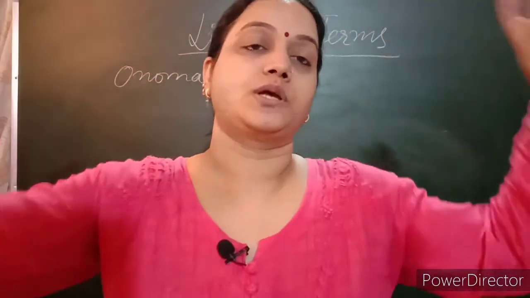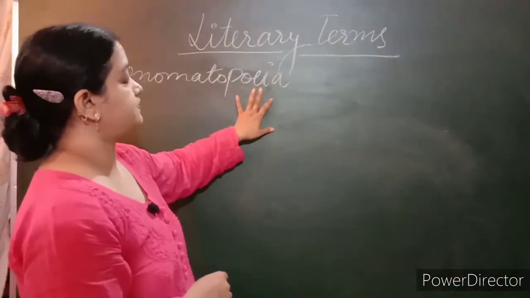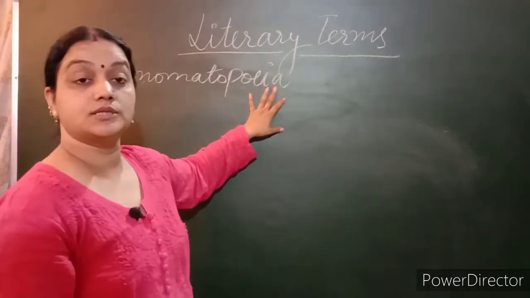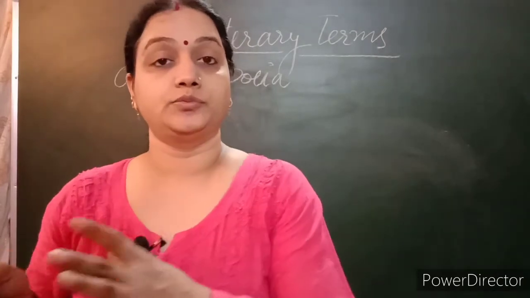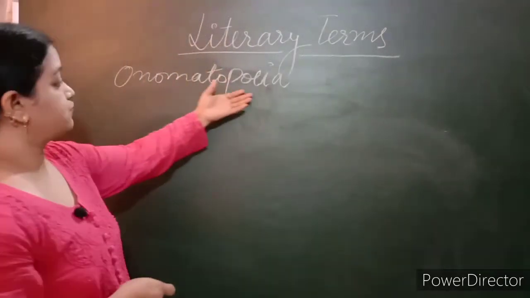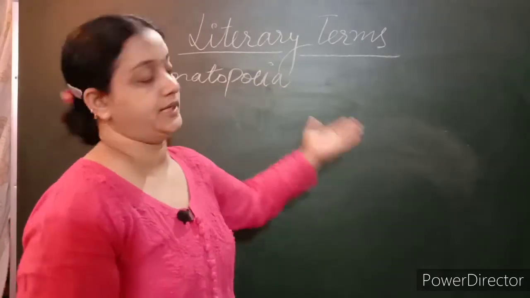All types of sounds of the word are found in this figure of speech. If any type of sound is found in any line of the poetry or poem, this figure of speech will be there. The name of this figure of speech is Onomatopoeia.